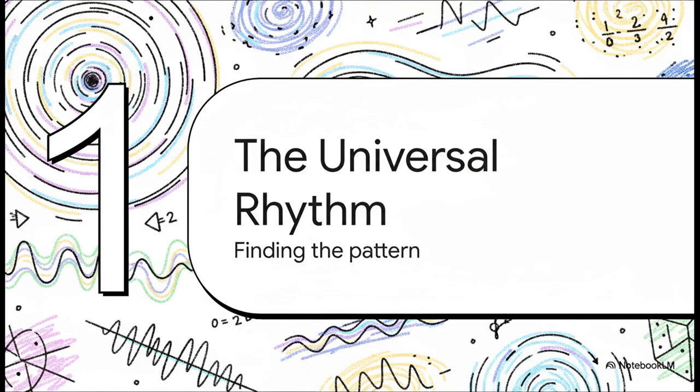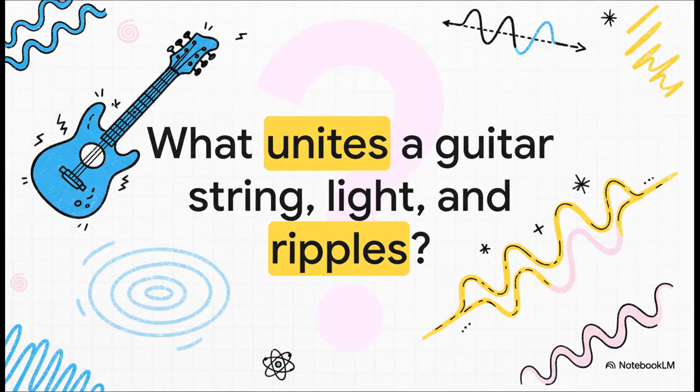All right, first up, the universal rhythm. We're on the hunt for a shared principle, like an underlying beat that connects a whole bunch of things that, on the surface, don't seem connected at all. Let's go back to that first question. A musical note, a circle spreading out in the water, a ray of light shooting across the cosmos. What in the world could possibly unite them? It's a fantastic puzzle, and it really hints at a much deeper order in nature.